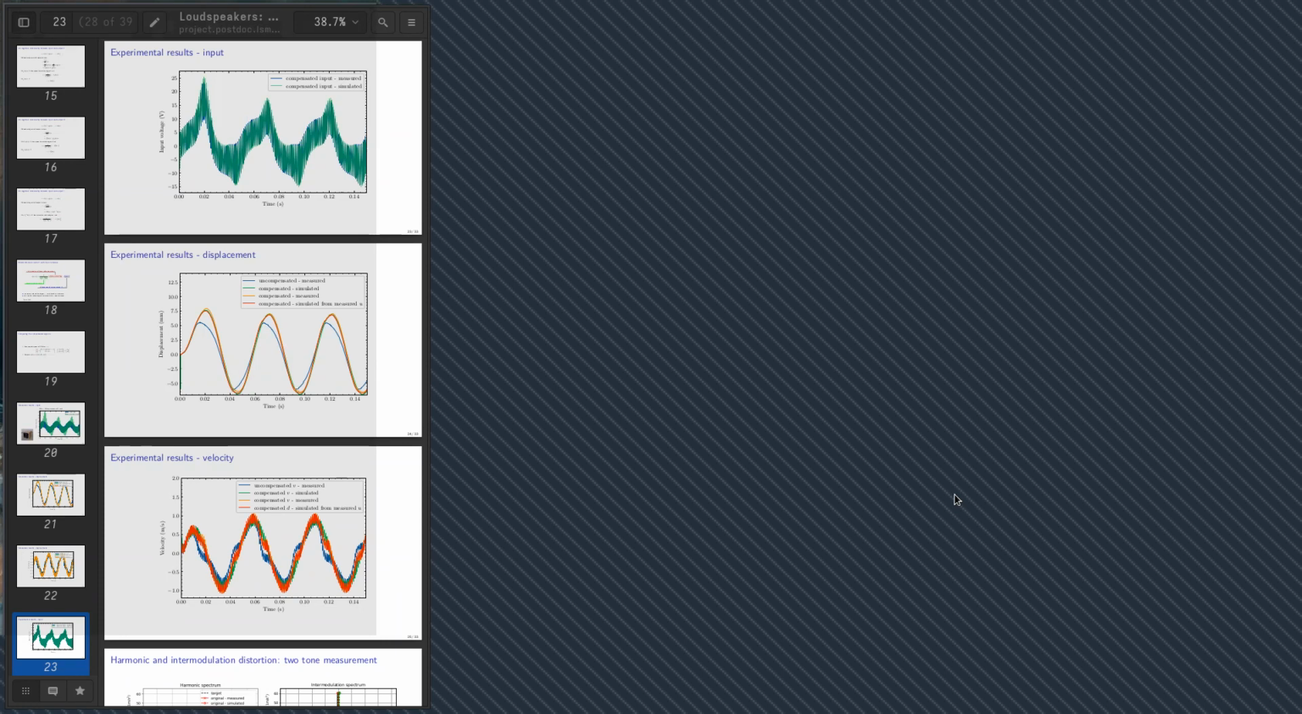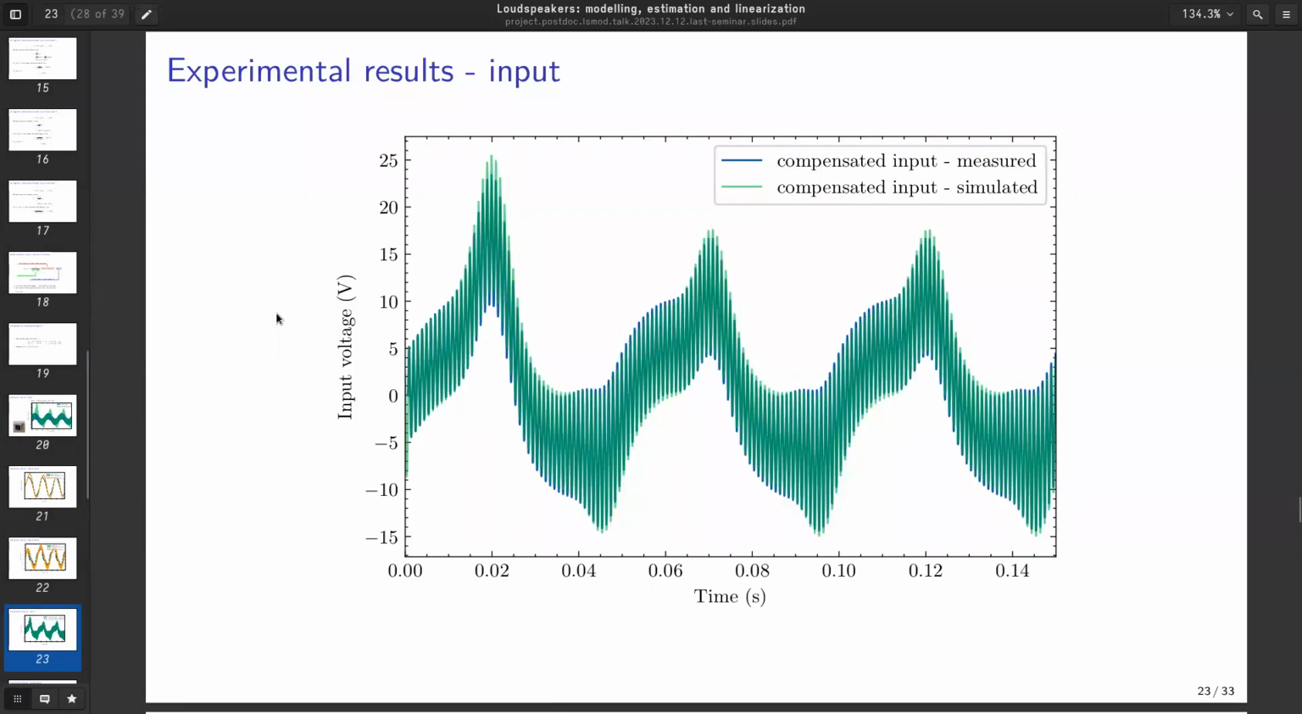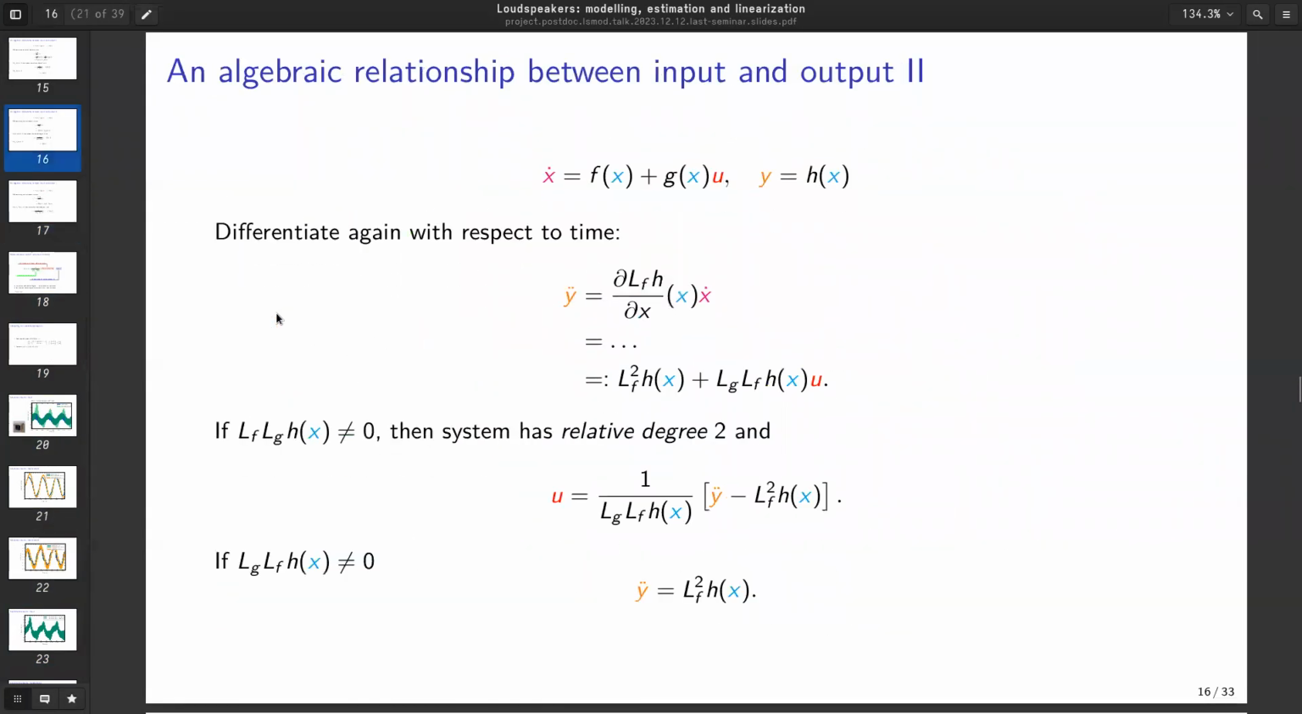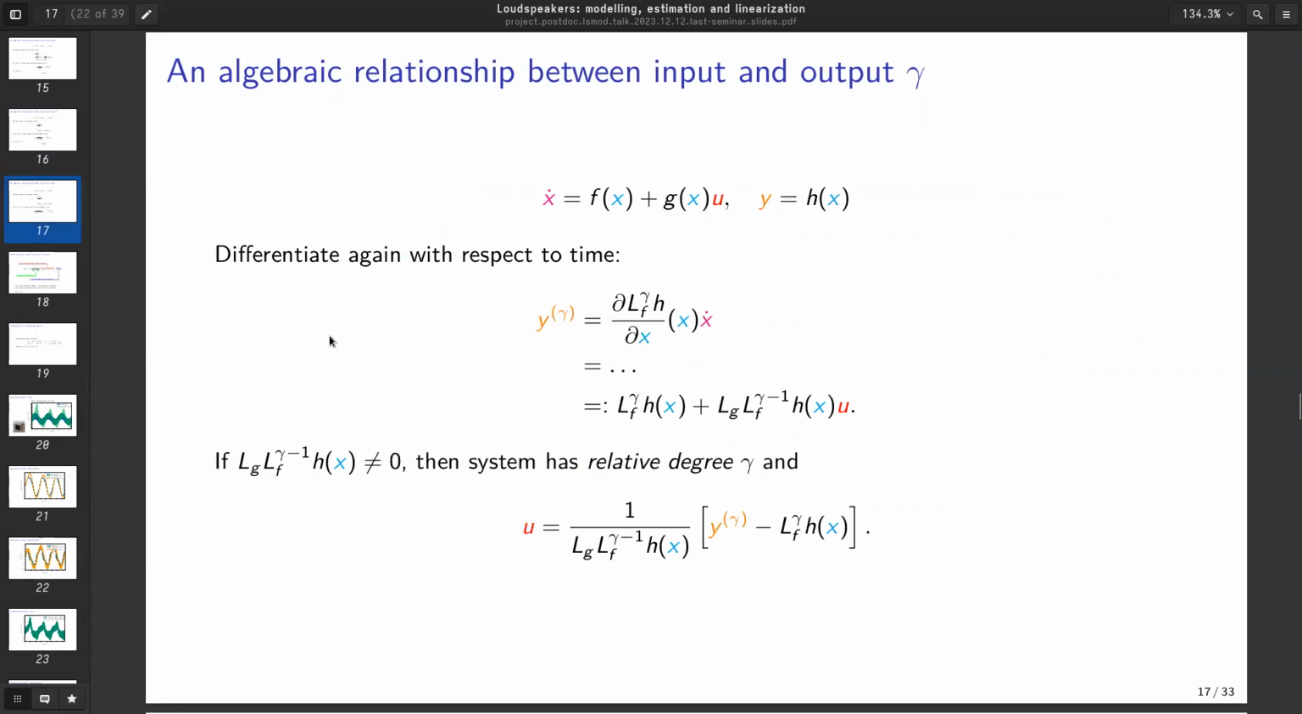So the technical requirement is that your system has this well-defined relative degree. So if we go back, yeah, right. The dynamics have to be such that this relative degree is well defined. So all these terms are zero until at one point where they're not zero.